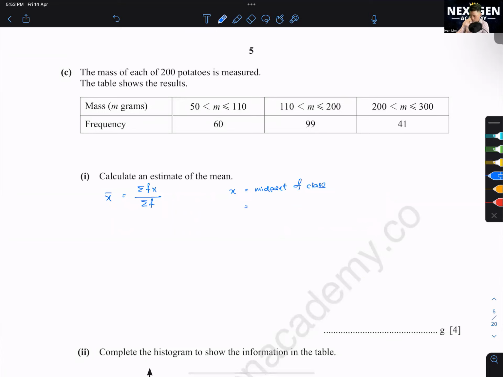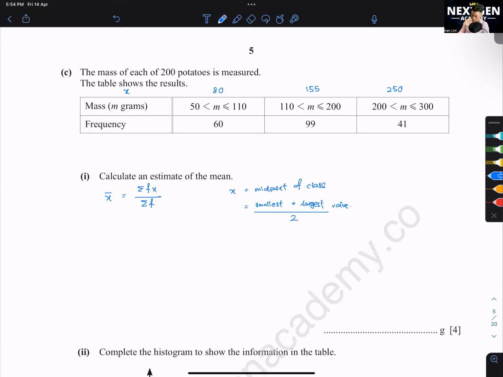Okay, how to find midpoint of class? You take smallest plus largest over 2. Okay, smallest plus largest value here. So 50 plus 110 divided by 2. That's how you get the x value. Okay, so we calculate what are the x value first. So your x here will be equals to 80, 155, 250.